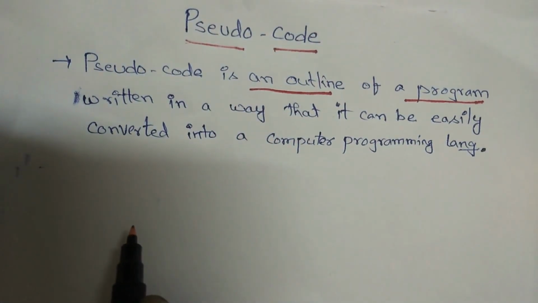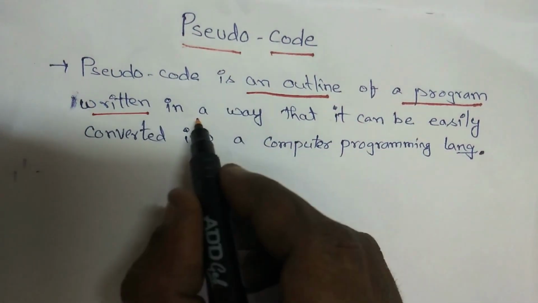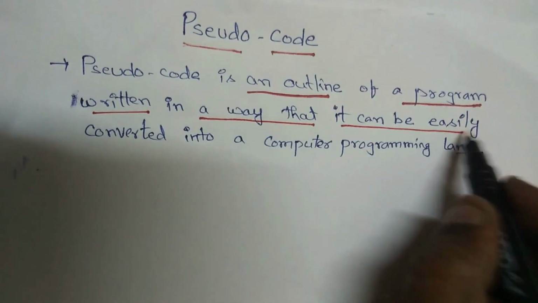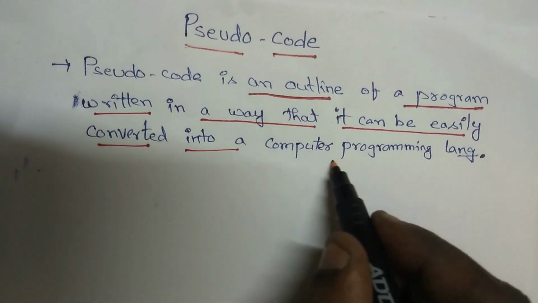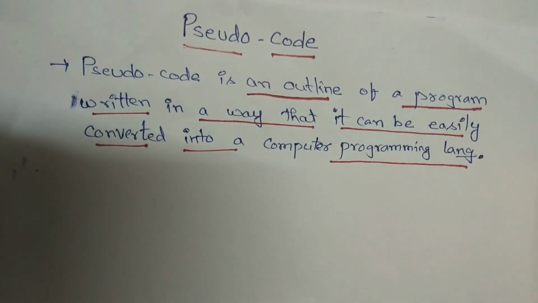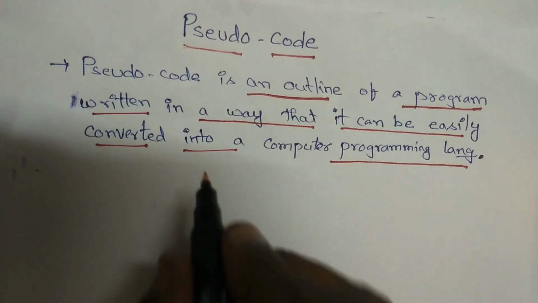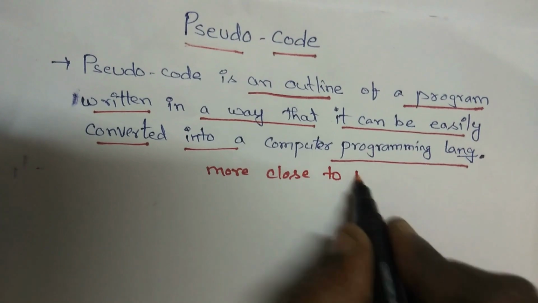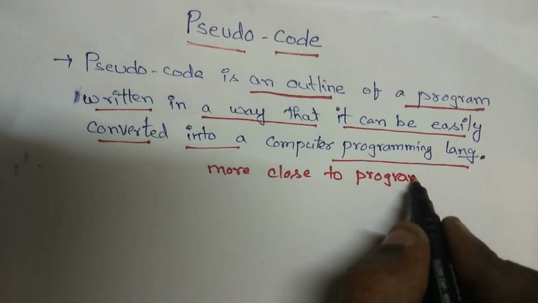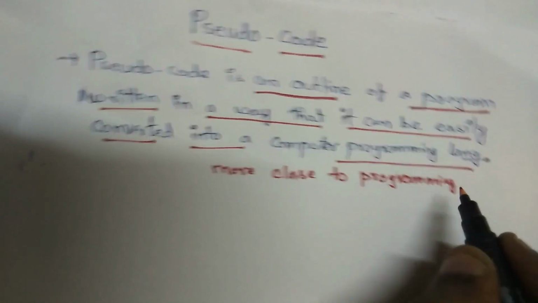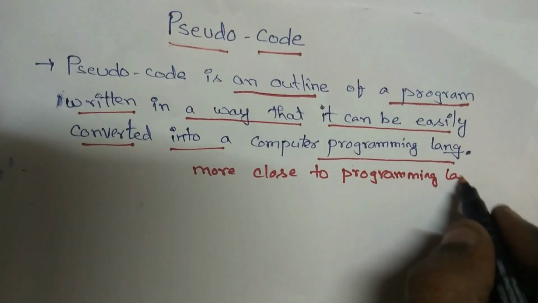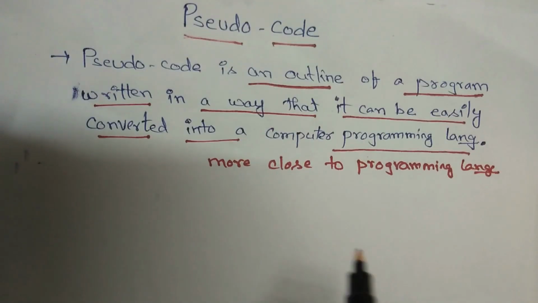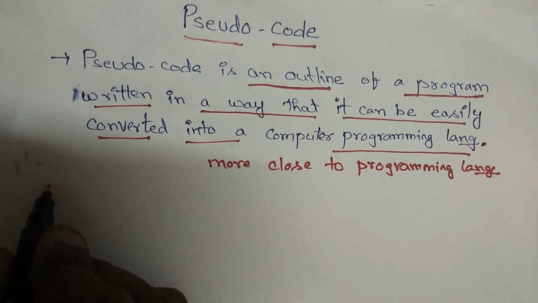It is an outline of a program written in a way that it can be easily converted into a computer programming language. That means simply we can say pseudocode is written more close to the programming language. The code you write is more closely related to the programming language. That is the pseudocode.